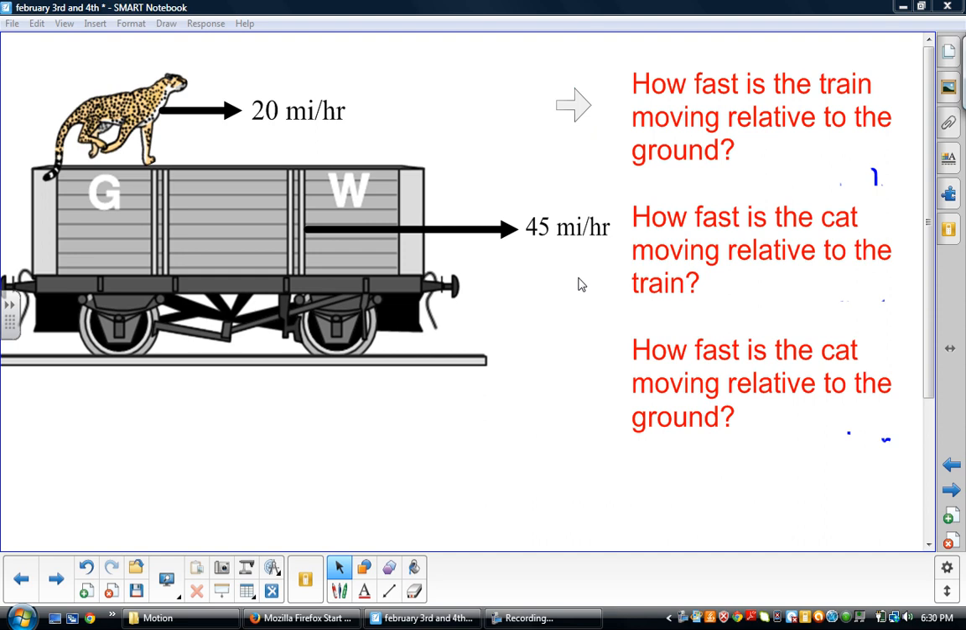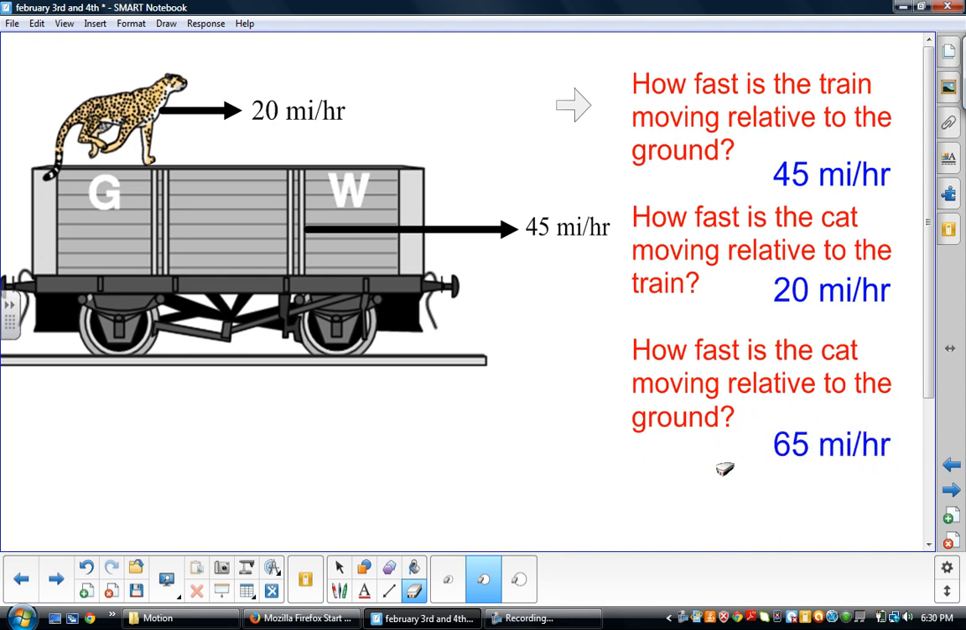So how fast is the train moving relative to the ground? Still 45 miles per hour. How fast is the cat moving relative to the train? 20 miles per hour. And how fast is the cat moving relative to the ground? Alright, what do you think? You think about it for a second. And the answer is 65 miles per hour. How did we get that? Well, we added 20 and 45 and we got 65. We added them because they were going the same direction.